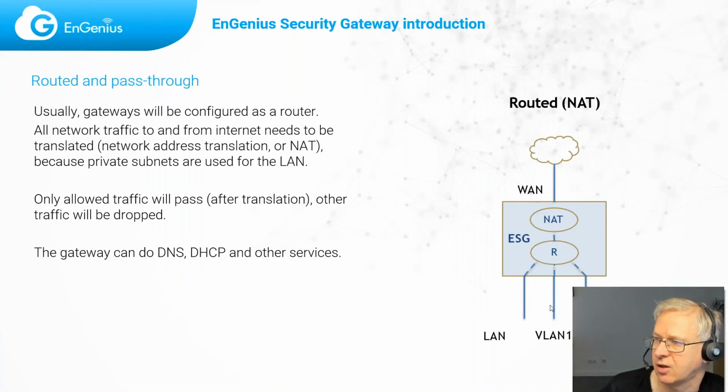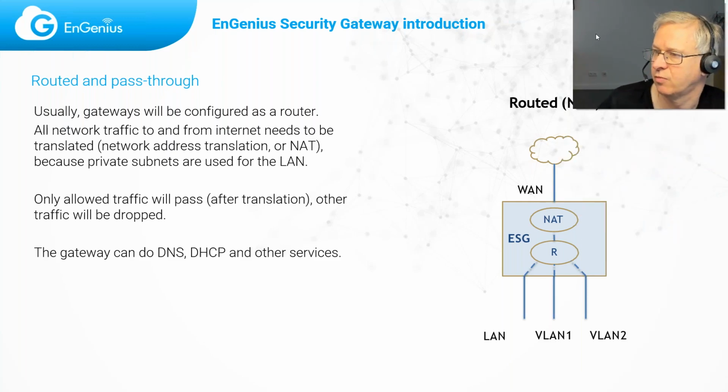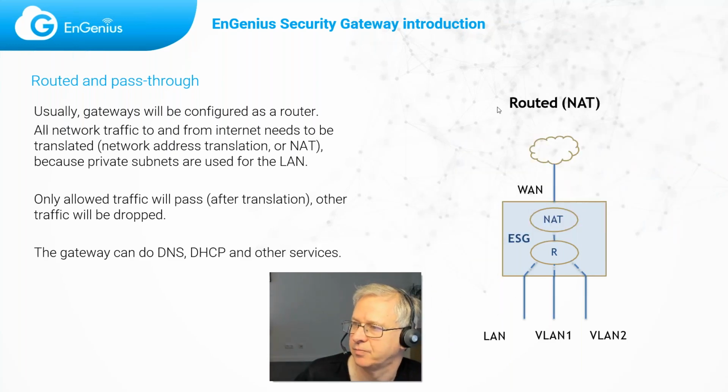So about routed and pass-through. Let me move my face. So usually you just have routed networks, and we have different local area networks, all with their private IP addresses, and NAT is done somewhere here, and the gateway will also do DNS, proxy, DHCP, and other services. So that is how it works by default, which is also supported. And it will check its firewall rules to see if traffic is allowed. And also its NAT rule, of course.